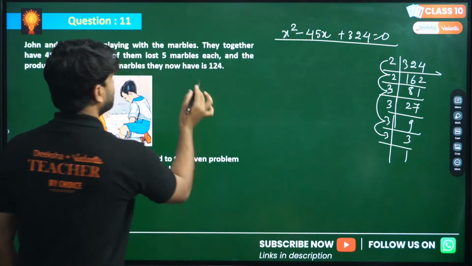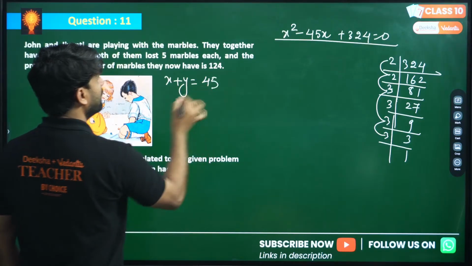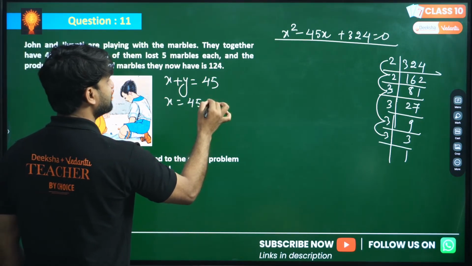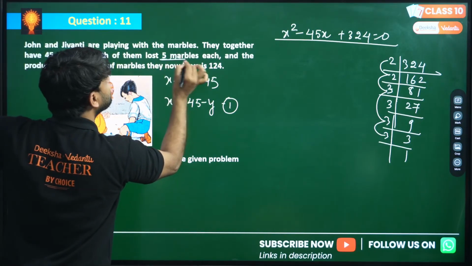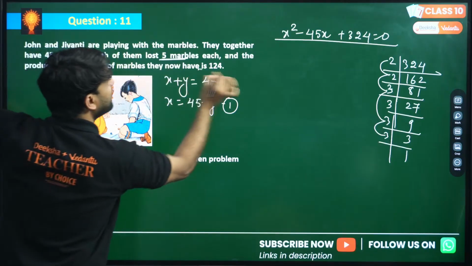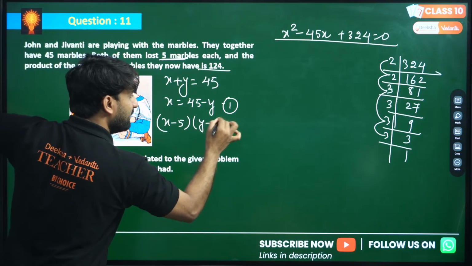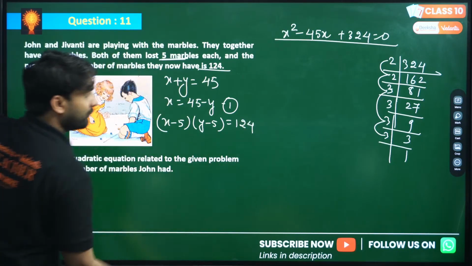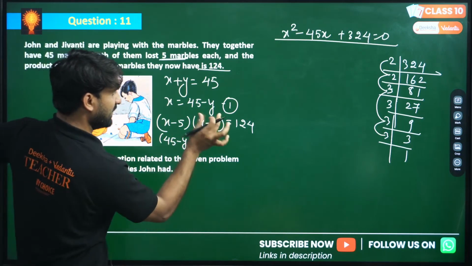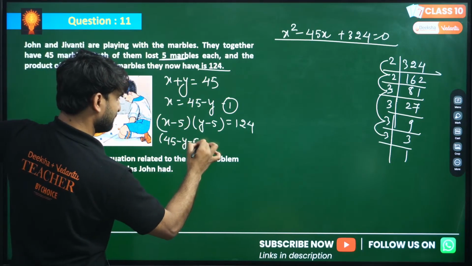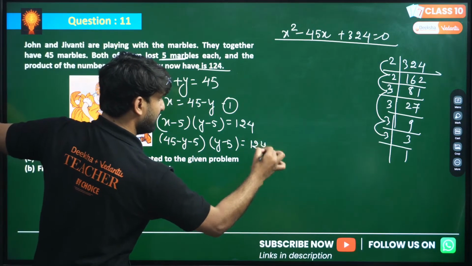Listen, my dear. So that was x plus y. x plus y is 45. So x would be 45 minus y, equation number 1. And after losing the 5 marbles, the product of their numbers is 124. So x minus 5 into y minus 5 equals 124. So we can put this value here. So 45 minus y at the place of x, minus 5, and it would be y minus 5 equals 124. Is it clear?